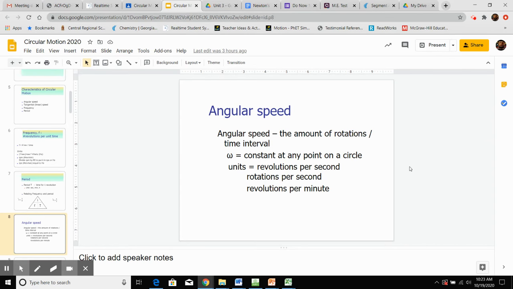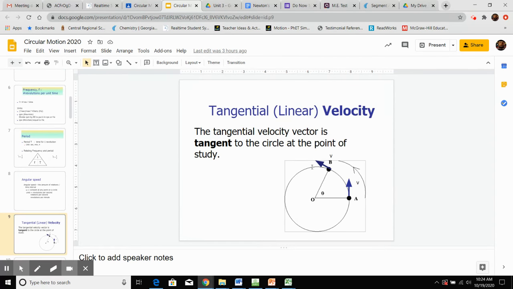Angular speed is the amount of rotations per time interval, with the Greek symbol omega. We're not really going to be solving too much for angular speed, but I just want you to know that it's going to be constant at any point on an object's circular path. Units will be revolutions per second, rotations per second, revolutions per minute. Your tangential or linear velocity: at any given point, if there's a tangent vector drawn on the circle, it would be like a straight line speed at that point in time, at that instant.